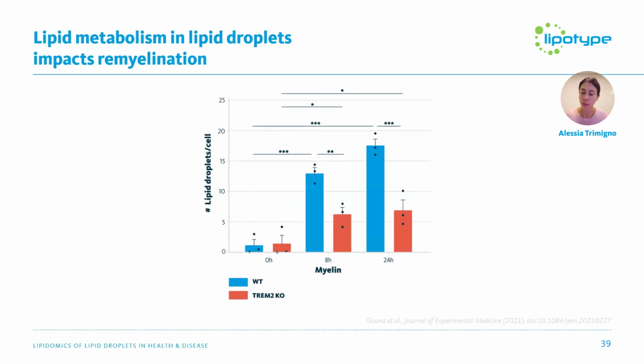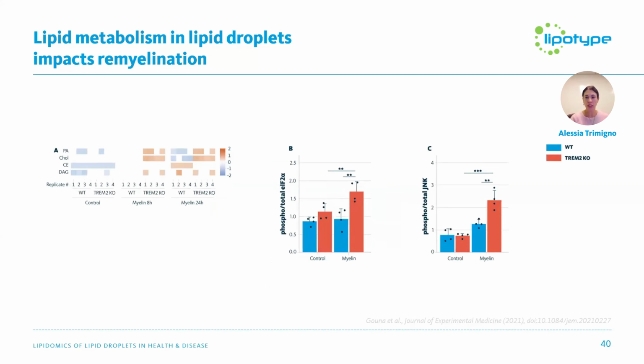So they had postnatal microglia, that we see here, or also adult microglia, which were exposed to this myelin debris. And you can see that in the wild type cells, we have an increase in lipid droplet number after 8 hours and 24 hours of exposure, and the same was true for adult microglia. But in TREM2 knockout cells, we don't see the same response.